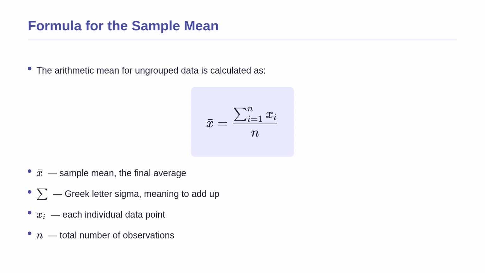The Greek letter sigma tells us to add up all the values, while x sub i represents each individual data point in our set. Finally, the letter n stands for the total number of observations. If the total number of observations increases while the sum stays the same, the mean will decrease, because the total is being spread thinner across more individuals.